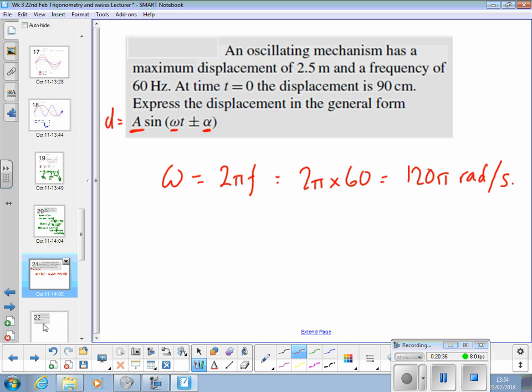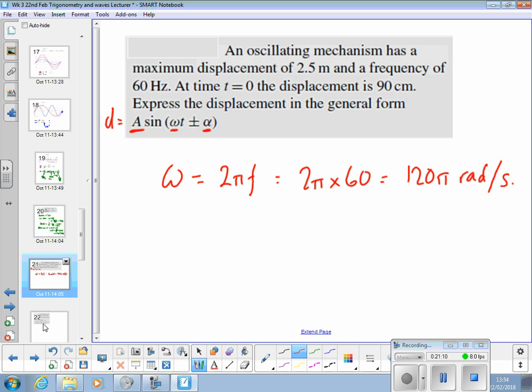Yep. Anything else? At time 0, displacement is 90 centimeters. That's the trickiest bit, because that's the bit that's going to help you find the phase angle. What else can we find really easily?